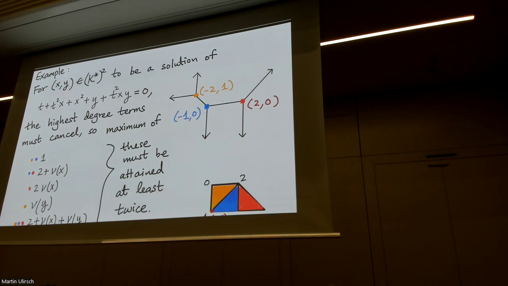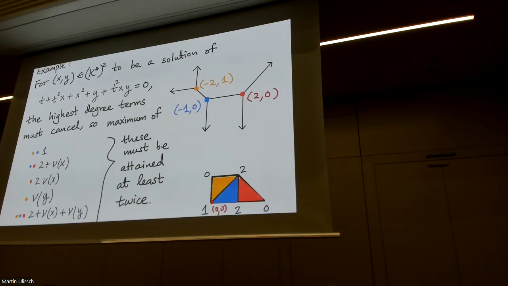To be a solution, after you plug them in, the highest degree terms must cancel. Of course, everything must cancel. In particular, highest degree terms must cancel, right? So, what are the highest degree terms? Highest degree term here has valuation 1. Highest degree term here has valuation 2 plus valuation of x. So x squared has valuation 2 times valuation of x, and so on.